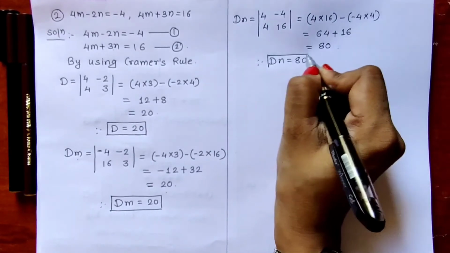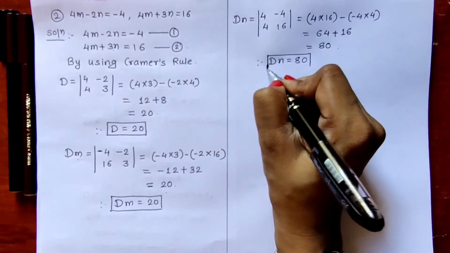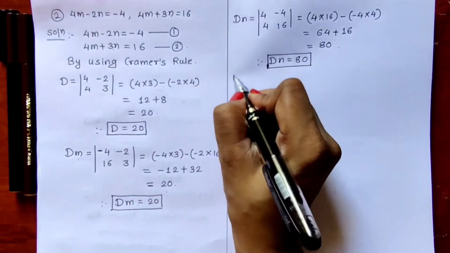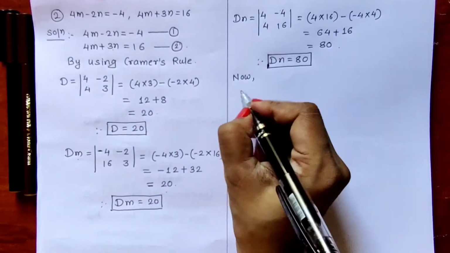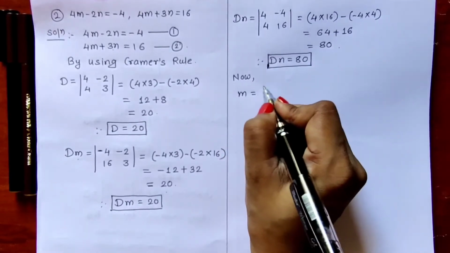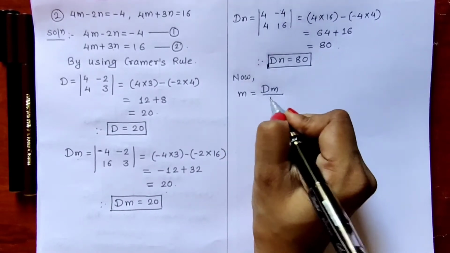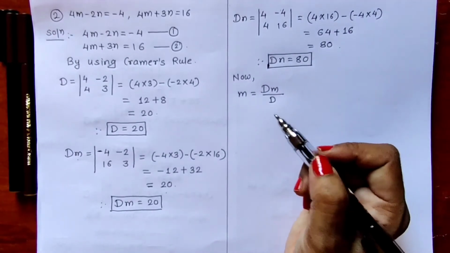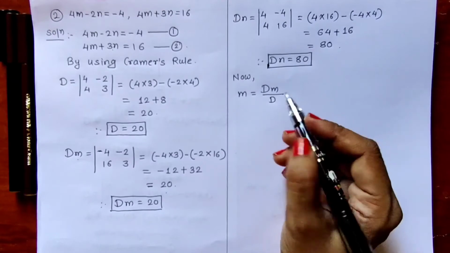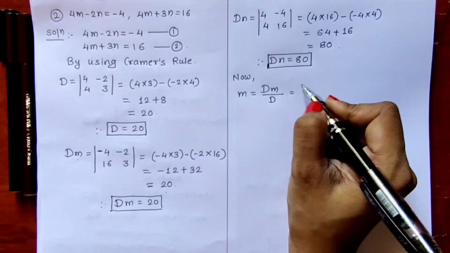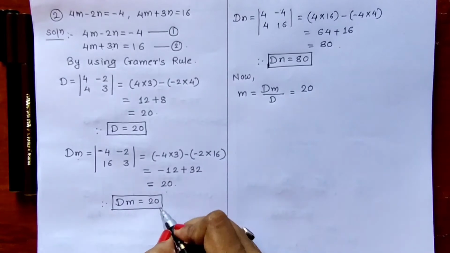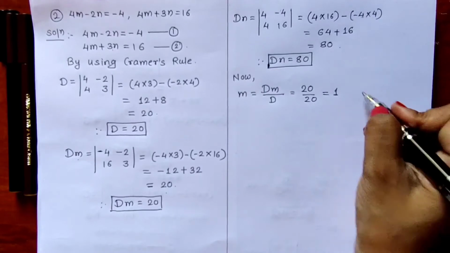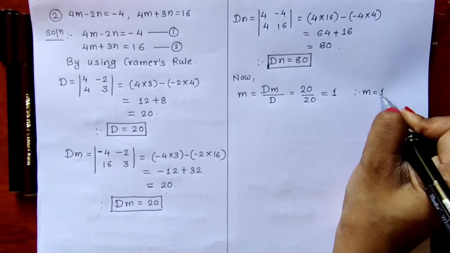Now what will we have to find out? We will have to find the values of the variables from the equations. Variables are m and n. That means we will have to find the values of m and n. So now m is equal to what? dm upon d. As x means dx upon d, similarly m means dm upon d. So dm is 20, and d is also 20. So 20 upon 20 will be 1. Therefore m is equal to 1.